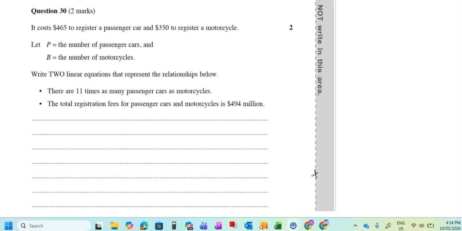Question 30. It costs $465 to register a passenger car and $350 to register a motorcycle. Let P equal the number of passenger cars and B equal the number of motorcycles. Write two linear equations that represent the relationships below. There are 11 times as many passenger cars as motorcycles, and the total registration fees for passenger cars and motorcycles is $494 million. Pause here to try yourself.